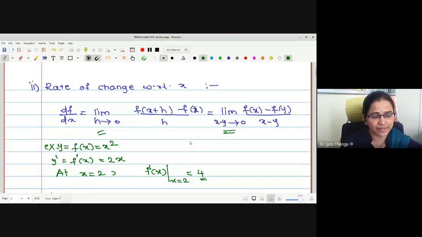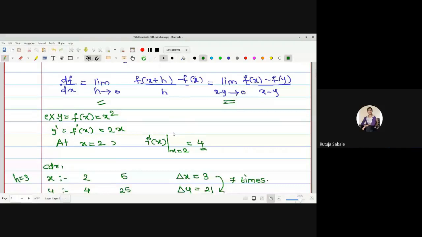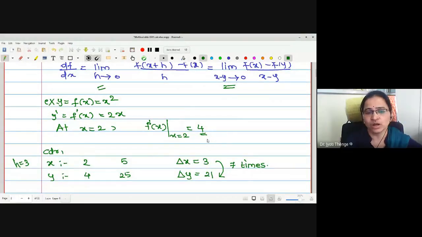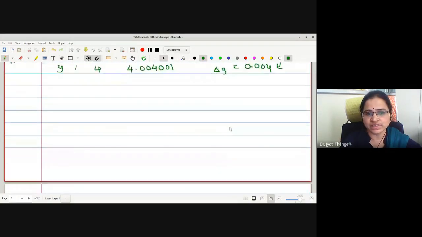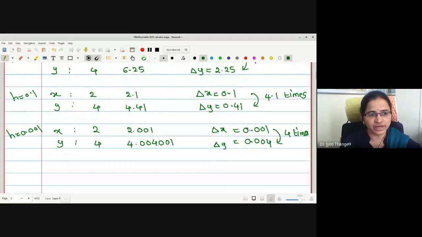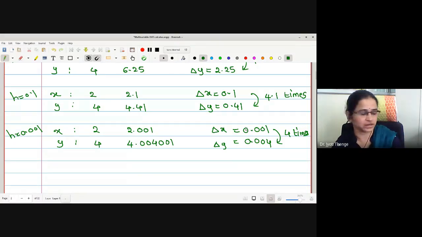Is this point clear to everyone? Therefore, f dash of x is equal to 4, true only if the change in your independent variable is very, very small. I hope both the points are clear to everyone. If you have any difficulty along with this, you can stop and you can ask. If not, we will go for partial derivatives.